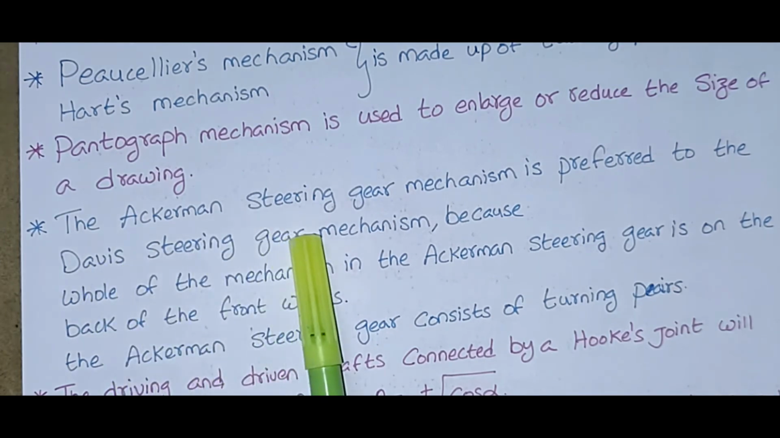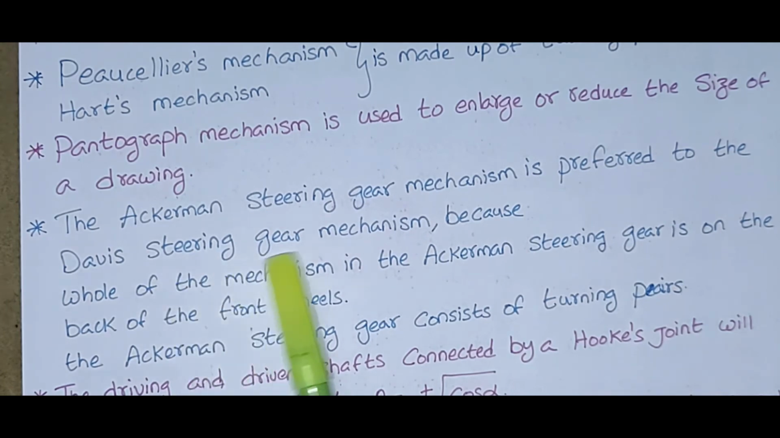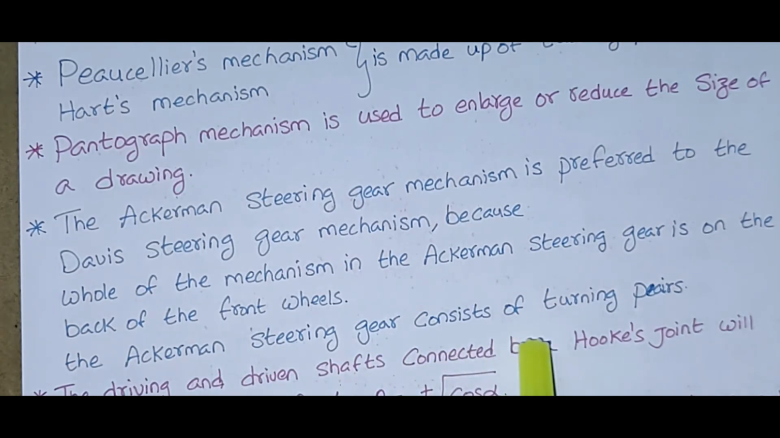The Ackermann steering gear mechanism is preferred to the Davis steering gear mechanism because whole of the mechanism in the Ackermann steering gear is on the back of the front wheels. This is one of the advantages we can say. And the Ackermann steering gear consists of turning pairs. So you might get a question here: Ackermann steering consists of which pairs? In that case you can select turning pairs, right?